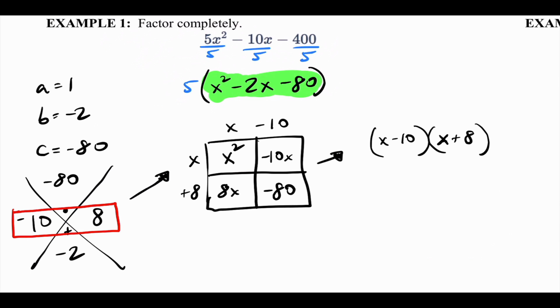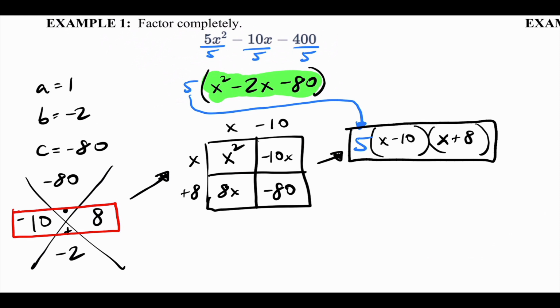The only difference is I had a GCF at the beginning. The GCF has to be in the front. Always has to be in the front. That's your answer that you're going to put in Delta Math. It's going to have parentheses x minus 10, parentheses x plus 8, but it also has to have that GCF out in front. So make sure that GCF is there, otherwise they'll mark it wrong because you did factor out a GCF.